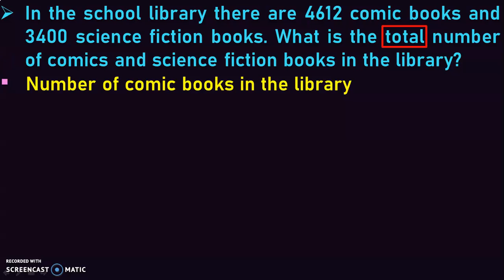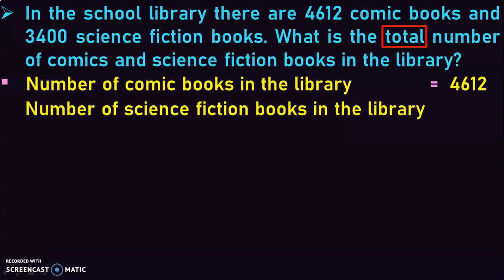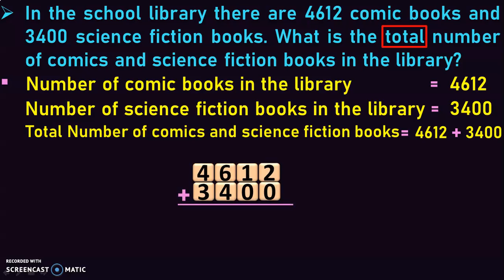Number of comic books in the library is equal to 4612. Number of science fiction books in the library is equal to 3400. The total number of comics and science fiction books is equal to 4612 plus 3400. So write down the numbers one below the other for vertical addition. Write down the place values and begin the addition from the ones place.